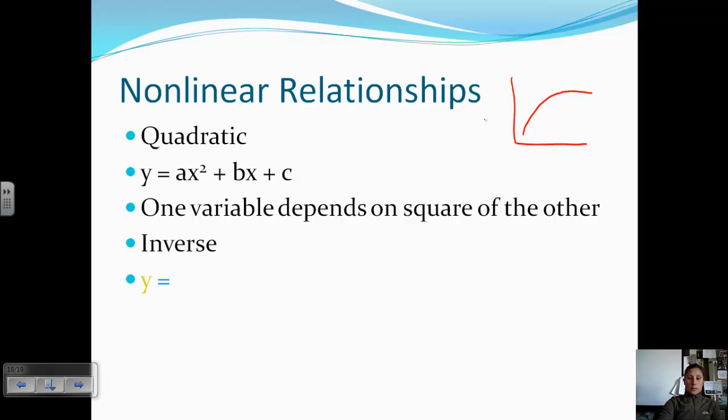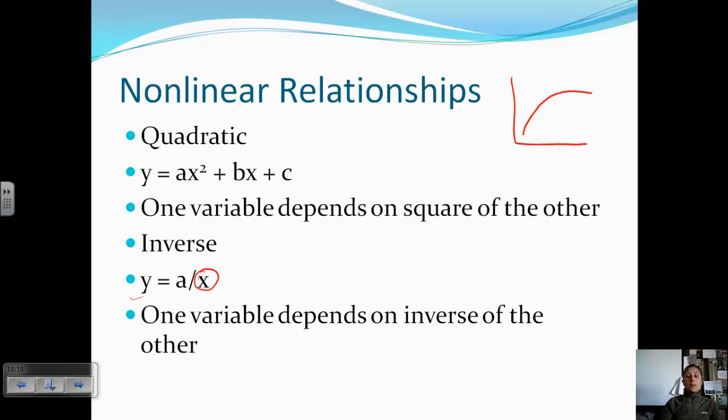The last type we're going to talk about is an inverse relationship. And so you'll notice that the y is on the top of a fraction, or the numerator, and x is the denominator. And so what this means is that one variable depends on the inverse of the other. And so if we were to draw a picture of that, it would look like this. So here, as y is large, our x value is small, and as x gets larger, y gets smaller. So they're inversely related or opposite.